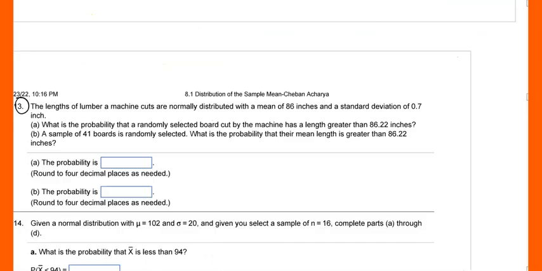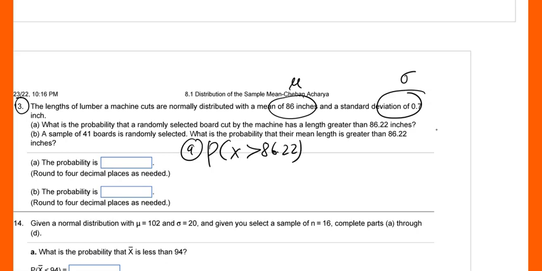Question number 13. The length of the lumber a machine cuts are normally distributed with the mean of 86 inches and the standard deviation of 0.7. Remember, this is the mu, this is the sigma, and we know that all the cuts of the lumber are normally distributed with the mean and the standard deviation. Part A, what's the probability that a randomly selected board cut by a machine has a length greater than 86.22 inches? Here for part A, you look for probability of X greater than 86.22.